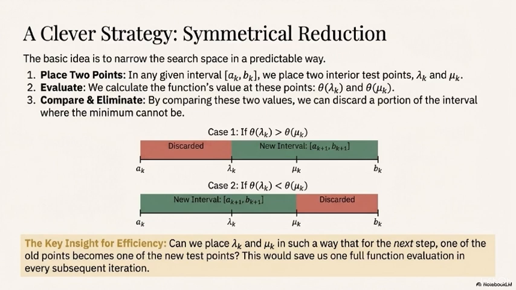Now here is where the challenge gets interesting. We are operating under a strict constraint. We cannot use calculus. Derivatives are off the table. Our only tool is direct function evaluation, calculating the function's value at specific points. Because each evaluation can be costly, we face a core question. How can we strategically choose our test points to shrink this initial interval of uncertainty as quickly as possible? We need a logical way to squeeze those bounds until the minimum has nowhere left to hide.